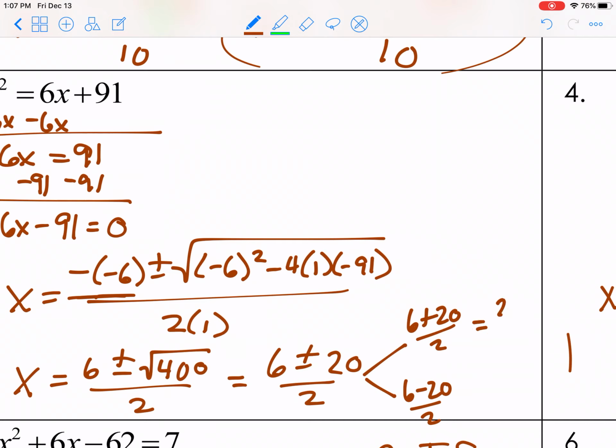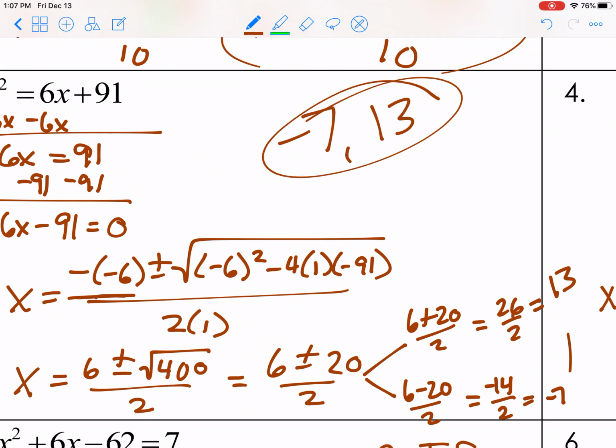6 plus 20, that's 26, divided by 2, that's going to be 13. 6 minus 20, that's negative 14, divided by 2, so that's negative 7. So you can see that either way we solved it, we got the same answers, as long as we're using our math carefully as we go.